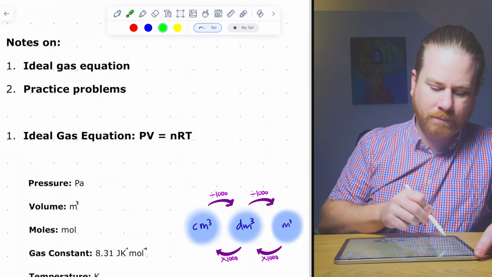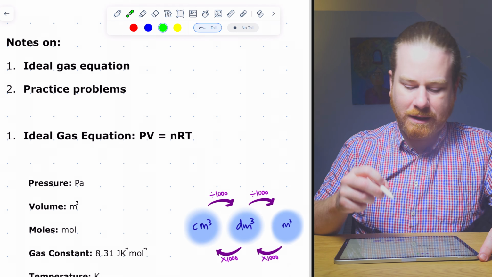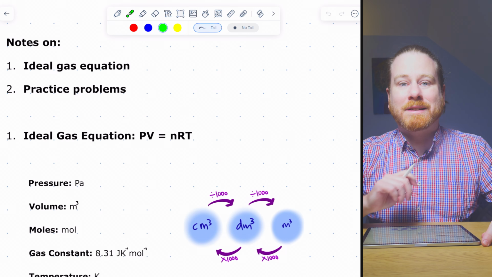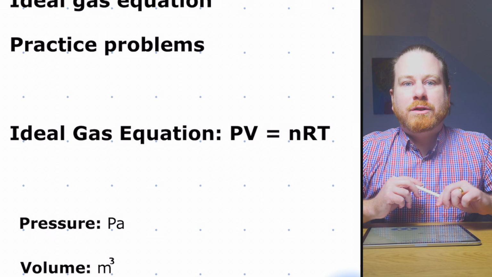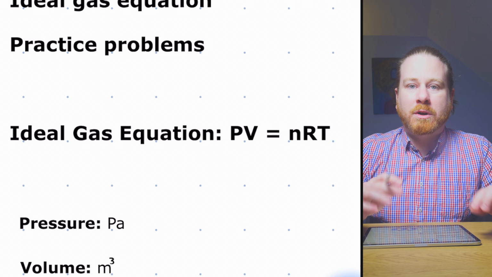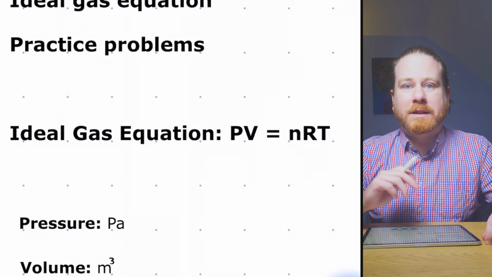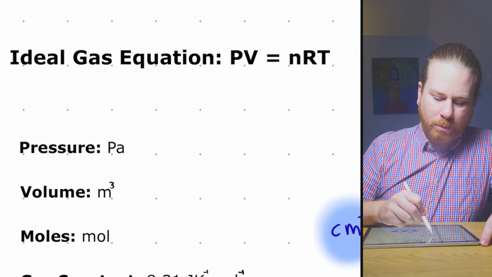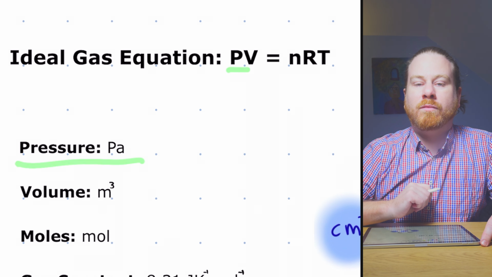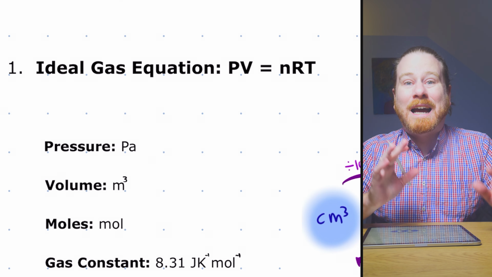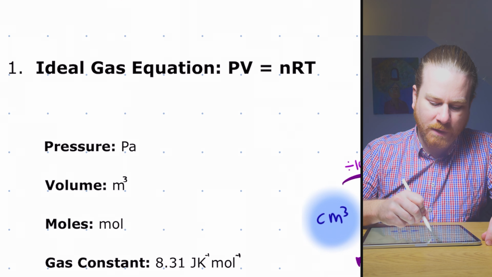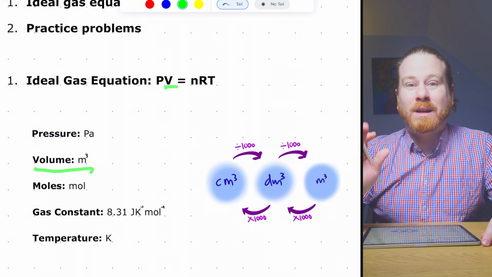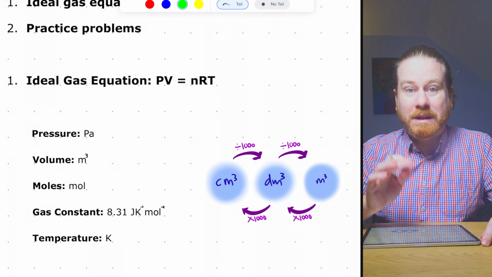So let's get going. Here is the ideal gas equation. It combines everything to do with gases, so we're going to look at what makes it up and the units. The units are the really important thing here. P stands for pressure, and pressure has to be in pascals. Then V is for volume, and volume has to be in meters cubed.